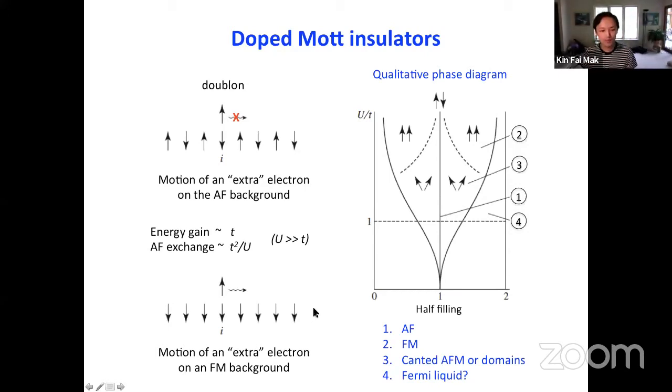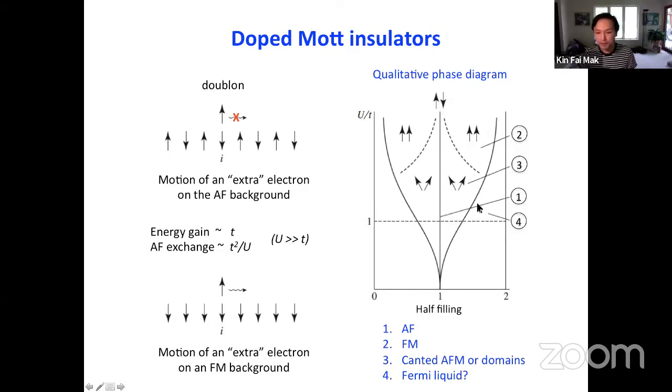So this one hole, or one electron, can actually hop around in the background of a ferromagnetic ground state. So what you would expect, and this is a very schematic phase diagram, for the magnetism of doping a Hubbard model away from half filling, or filling factor 1, is that at large U over t limit, you just need to add a little bit of doping and the system will turn into a ferromagnetic ground state.